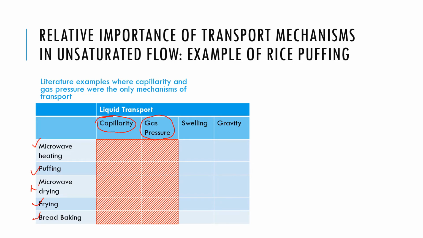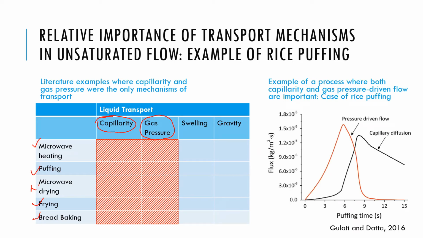So I could find one study where the flux due to pressure driven, that's gas pressure driven, and capillarity have been compared. And so in this case, this is for the case of rice puffing. So you have high pressure gradients develop from inside of the rice to the outside, and the pressure driven flow and capillary diffusion, the fluxes due to them are somewhat comparable. It's just for that process. It will change very much for other processes.